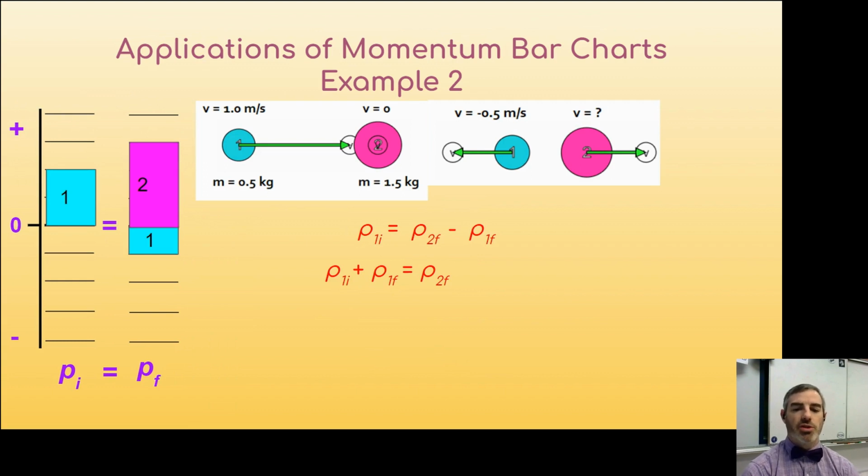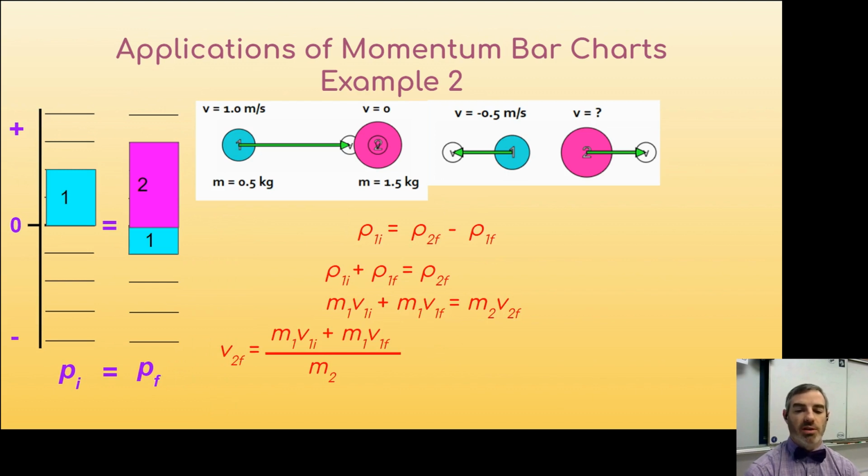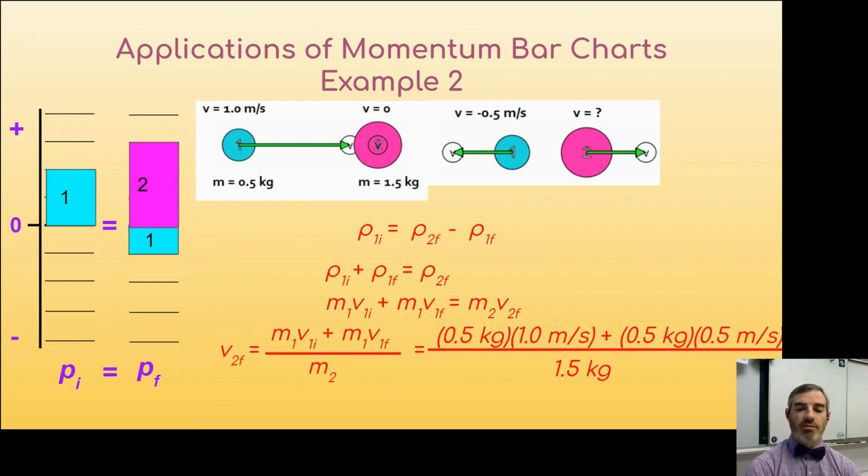So we can rearrange that equation and solve for the final momentum of object 2, which is what we're trying to find in terms of the velocity. Now we substitute the mass times velocity values for momentum, and then we can rearrange the equation to solve for the final velocity of object 2. Now we can substitute the values in for our masses and velocities, do our calculations to solve for the velocity of object 2, and that velocity ends up being a half a meter per second.